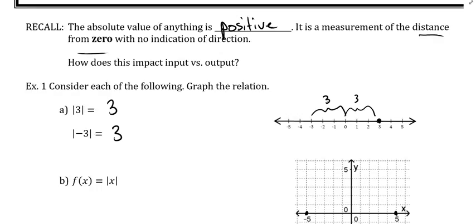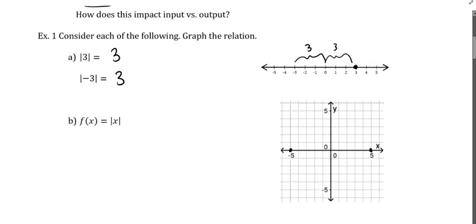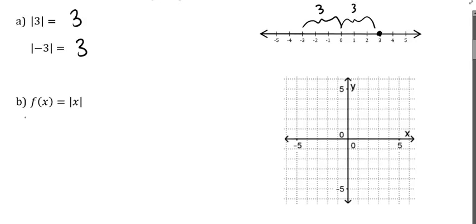Okay. How does this impact input versus output? That's kind of like asking, what does the graph look like? So there we go. F at x equals the absolute value of x. We're going to graph this. You can just sketch it. You don't need a grid if you don't have it printed out. You can just sketch it.